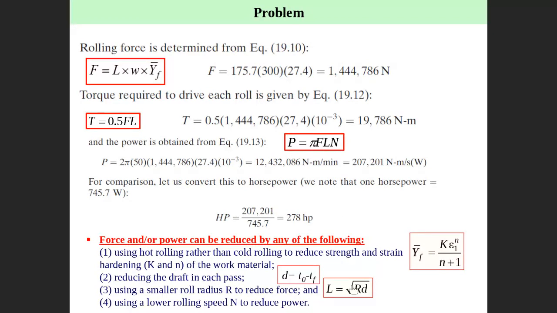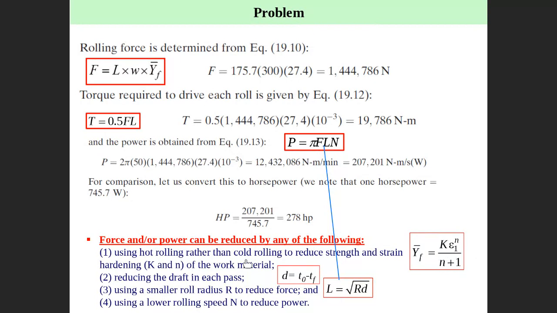You can reduce L, the contact length, which is the L here. L is the contact length. You can reduce L. This is square root of RD, meaning you can reduce R and D. R is the radius of the roll, D is the draft. Or F equals Y bar flow times LW. L is L, and to reduce F, Y bar flow means K and n and epsilon. You reduce K and n and epsilon.